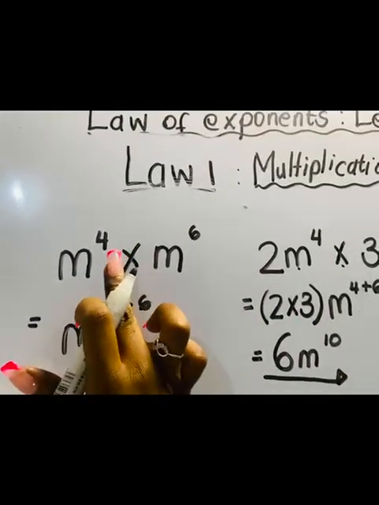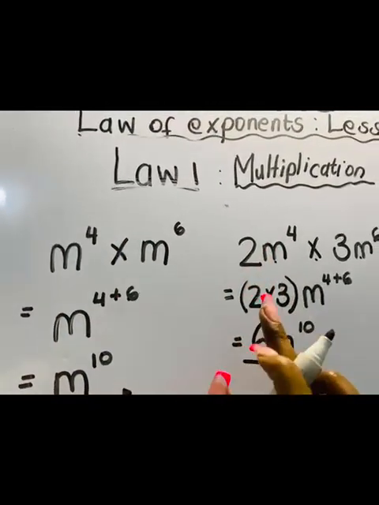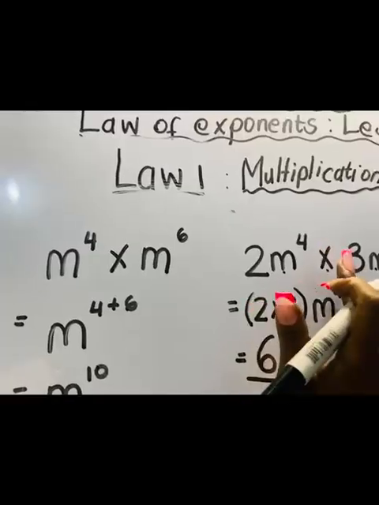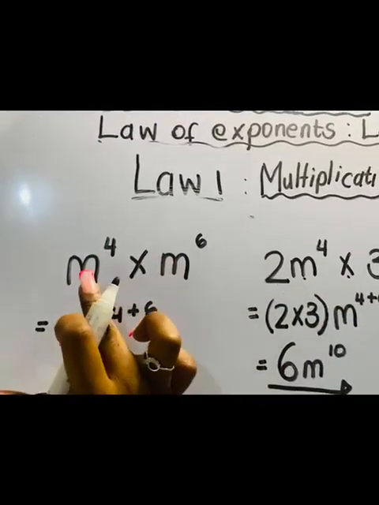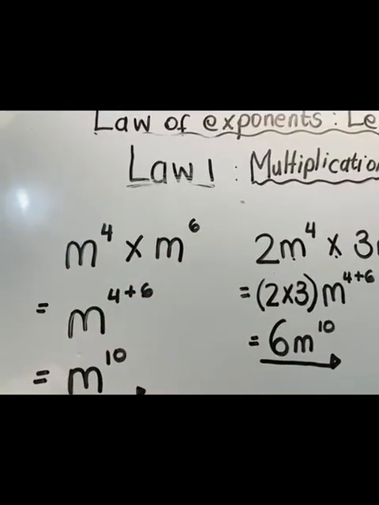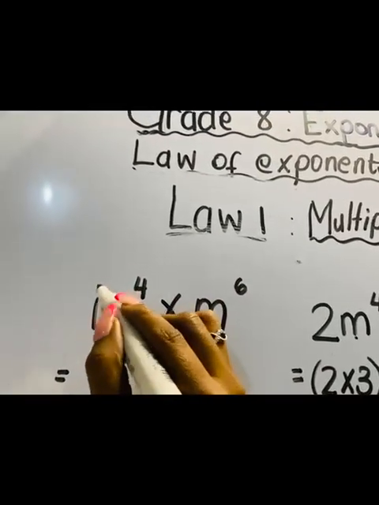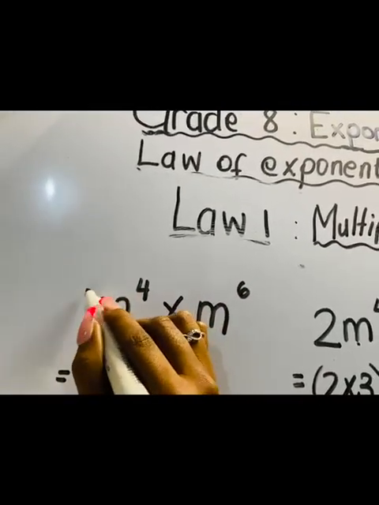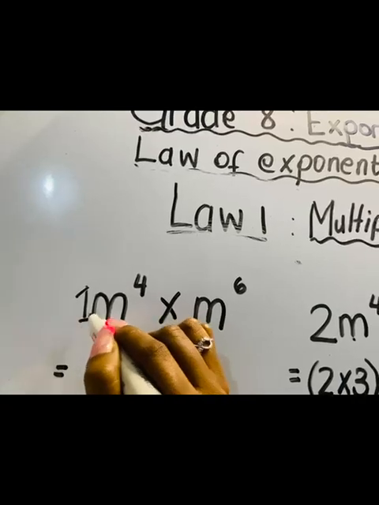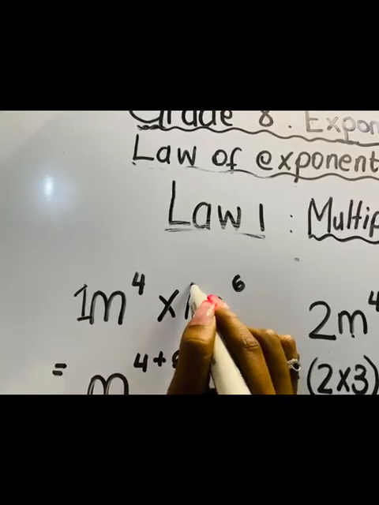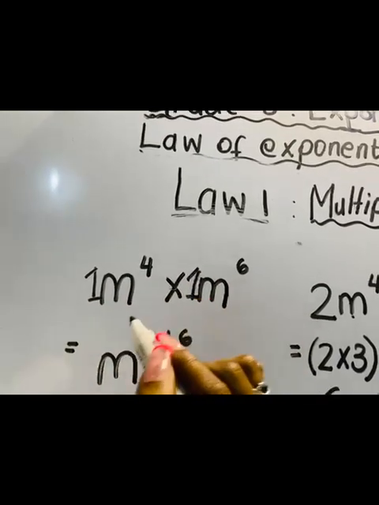So the difference between this and that is because we only have coefficients here, but here we do not have any coefficients. But actually we do. Remember, if you don't have a number in front of a variable, it simply means it's 1. Yes, it's 1. And 1 times 1 is actually 1.